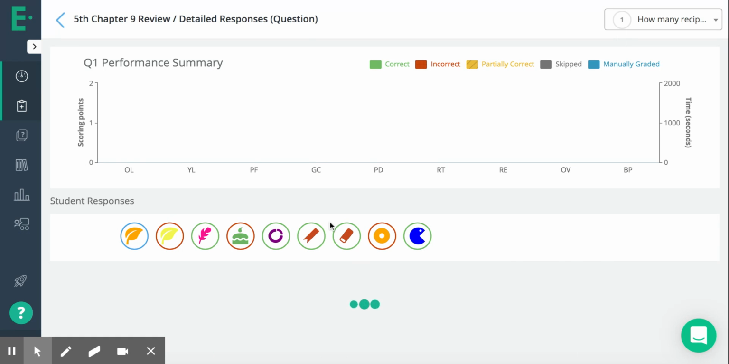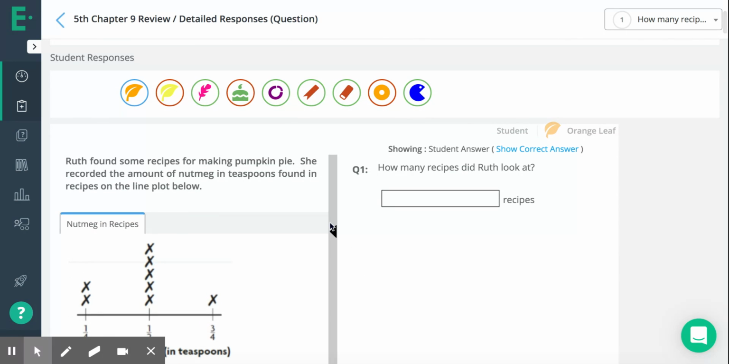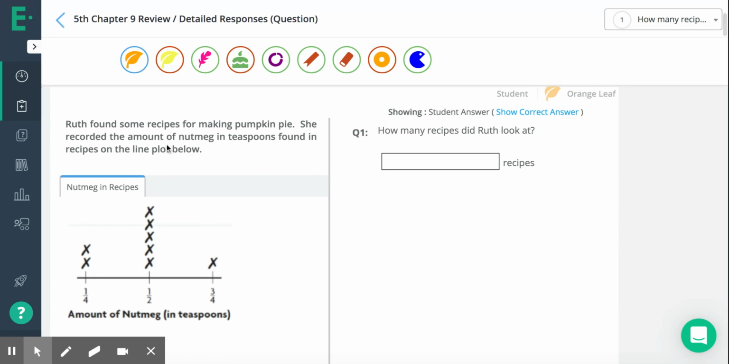Number one simply asked us, how many recipes did Ruth look at for figuring out the amount of nutmeg in teaspoons? Well, there I would simply count 1, 2, 3, 4, 5, 6, 7, 8. She looked at 8 recipes, and that's what her X's represent. So I need to remember this number when I am finding my averages. If I were you, I would be solving these on a loose leaf piece of paper because these questions build upon one another, and I'm going to need to use this 8 again.